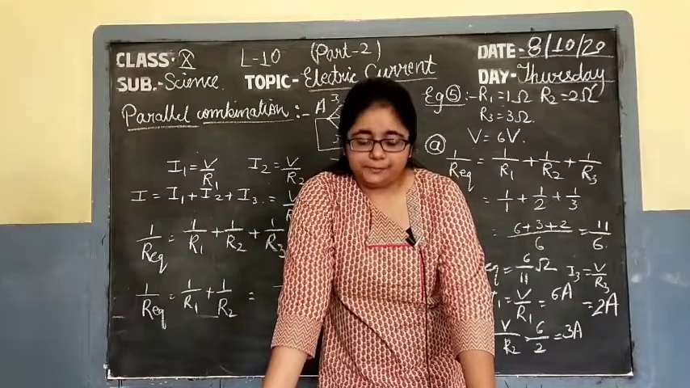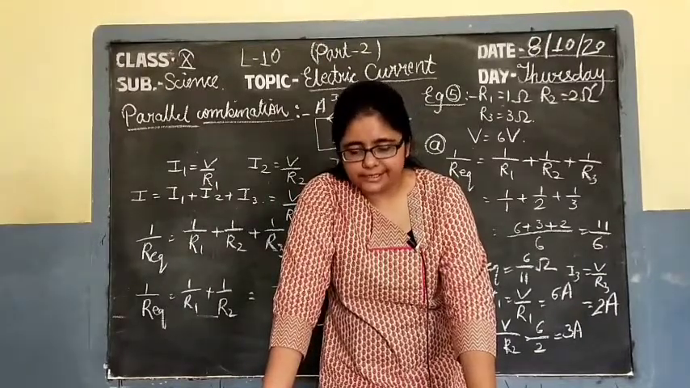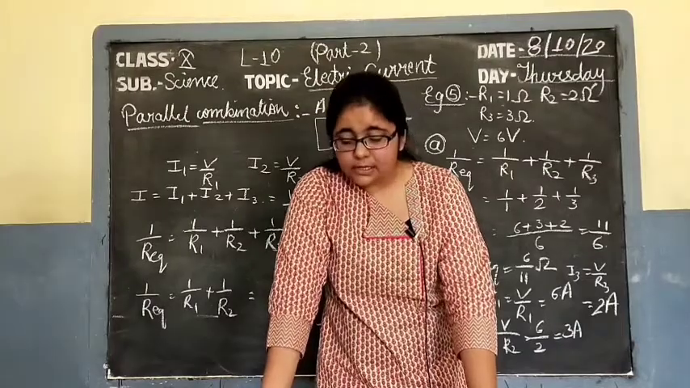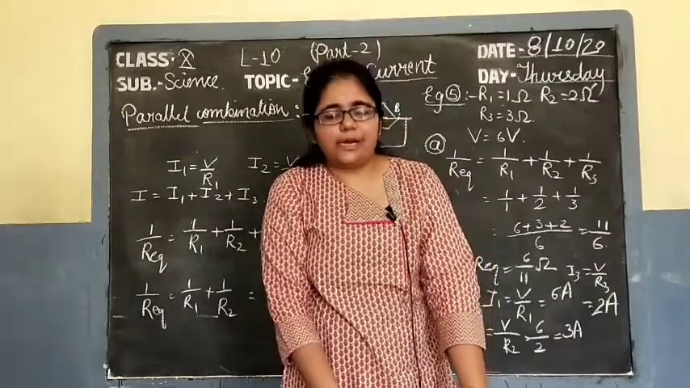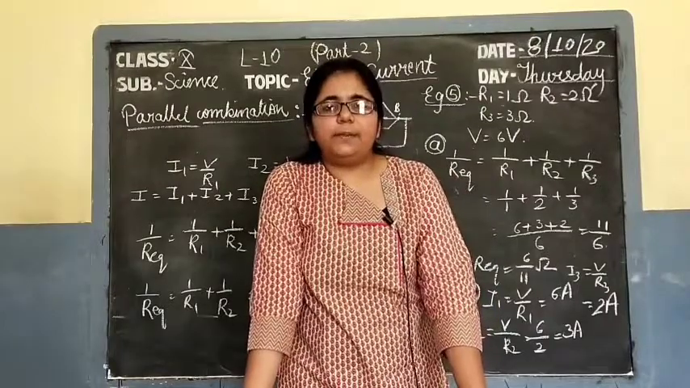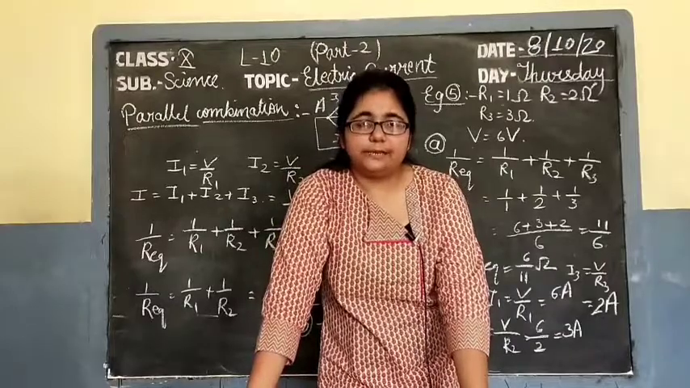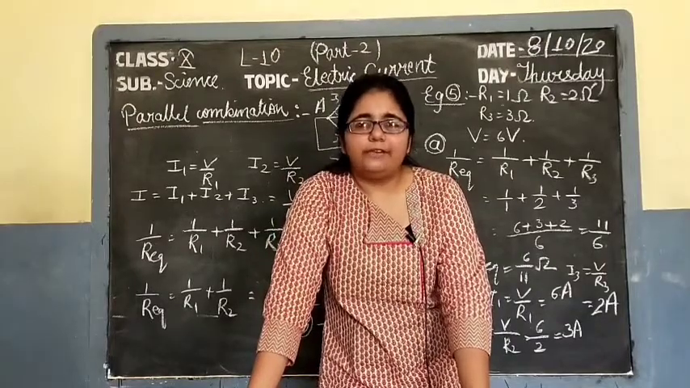Then we started the combination of resistances, that is first of all the series combination, in which we studied that the value of current is same and potential difference is different for various resistances. Then we solved the example 4 regarding the series resistance. Now today we will start the parallel combination, in which potential difference will be same.